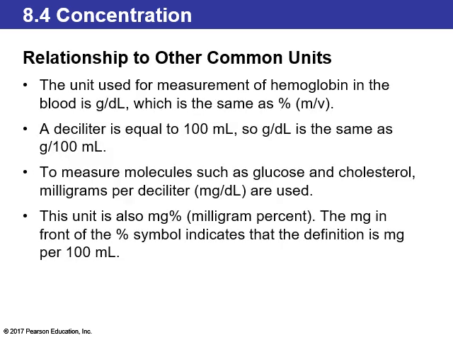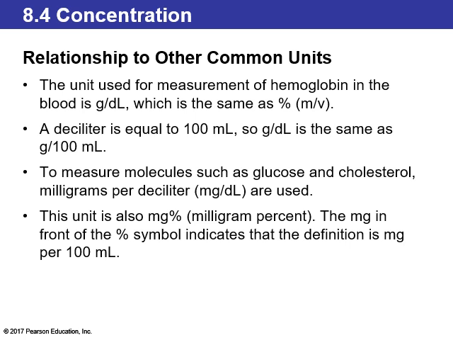One very similar unit to percent mass per volume is a unit that's used for the measurement of hemoglobin in blood, and we use grams per deciliter. A deciliter is just 100 mLs. It's a tenth of a liter. So that's 100 mLs. If you have a 1% mass per volume solution, you have 1 per 100 mLs. So you have 1 gram per 100 mLs.